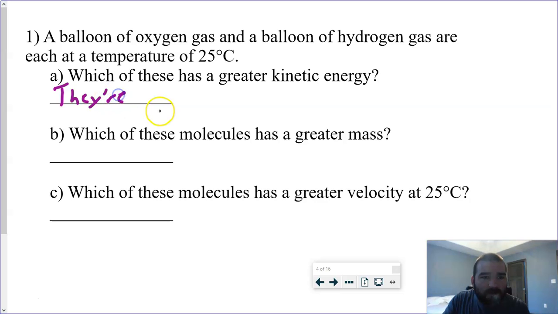They're the same. Okay, they're the same. Which of these molecules has a greater mass?